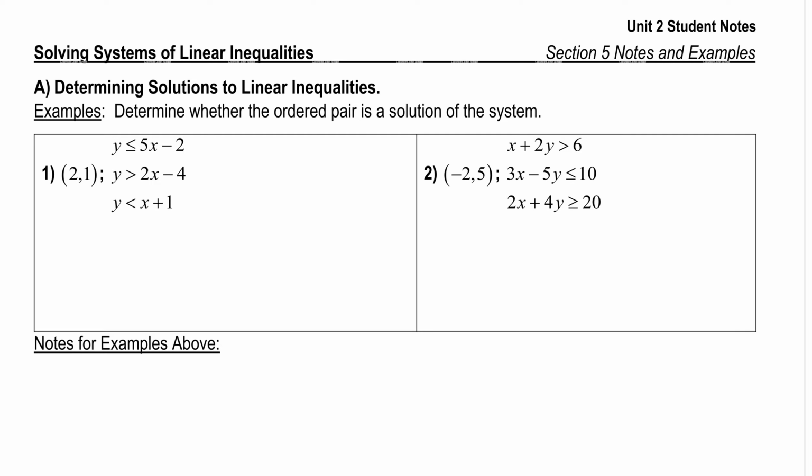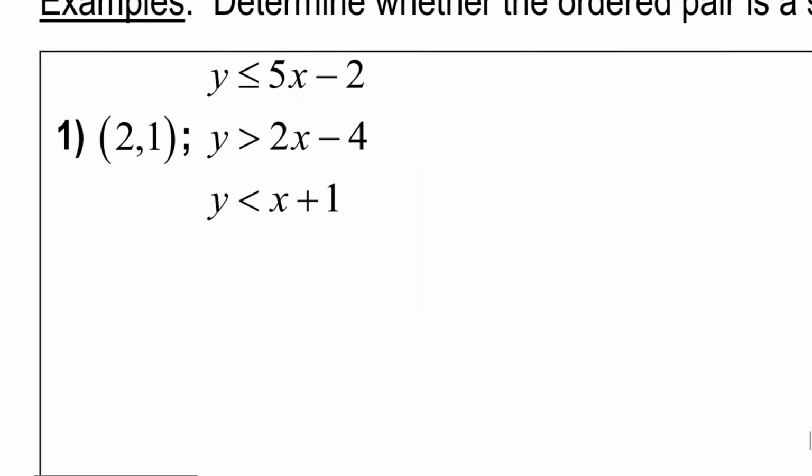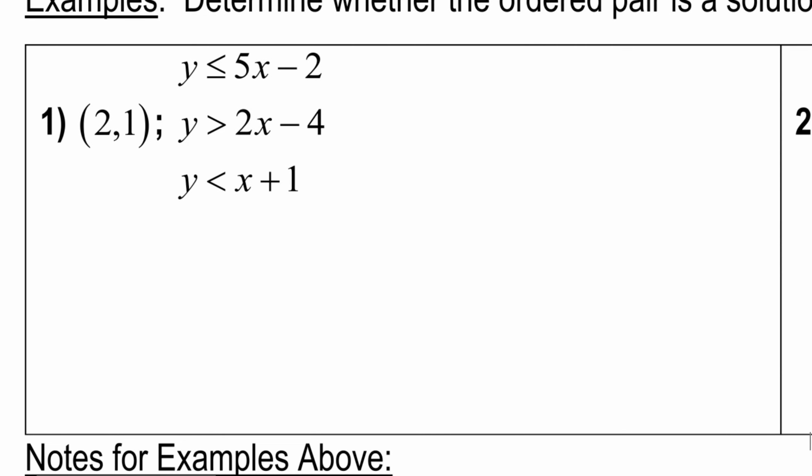Alright, this video is Unit 2, Section 5, Solving Systems of Linear Inequalities. This is the last section for Unit 2, so hooray. There's two parts to this one. First one is determining solutions to linear inequalities. Now, this might seem easy, because it is.